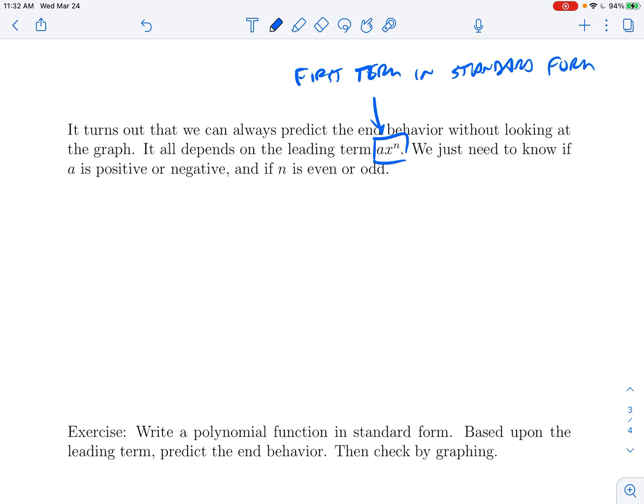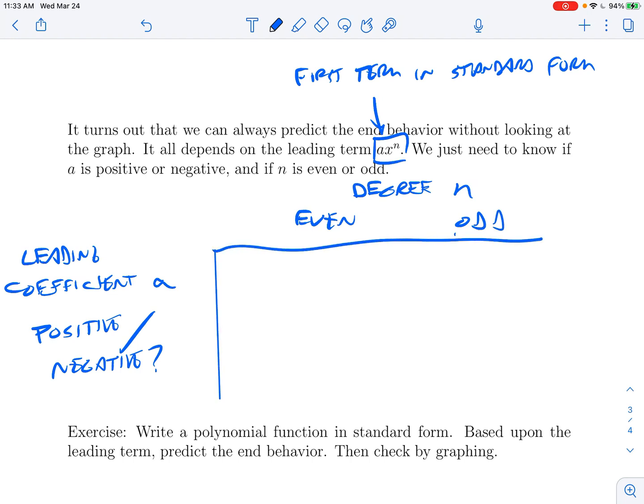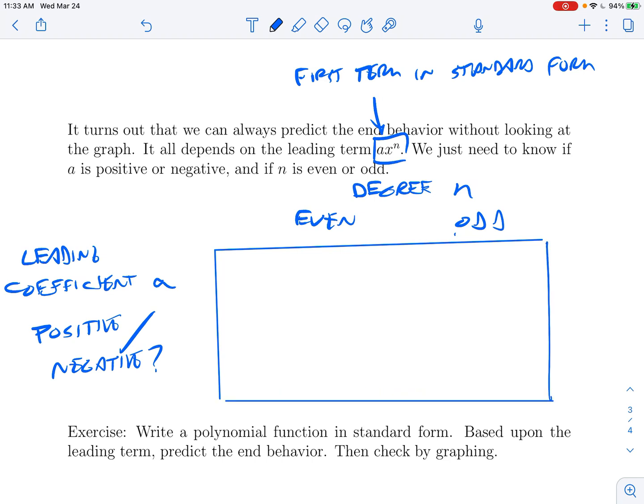So there are really 2 questions you want to ask yourself. You want to look at that leading coefficient a and ask yourself, is it positive or negative? And you want to look at the degree n and ask yourself, is it even or odd? So I'm going to make a little table here. And once we know those 2 things, we will know the end behavior for that polynomial.